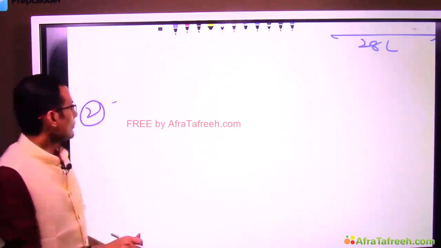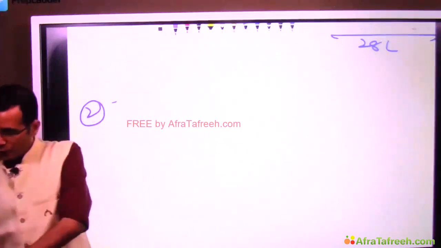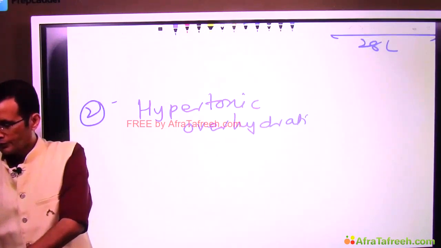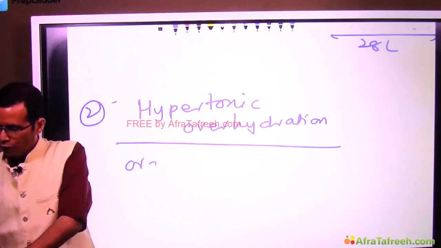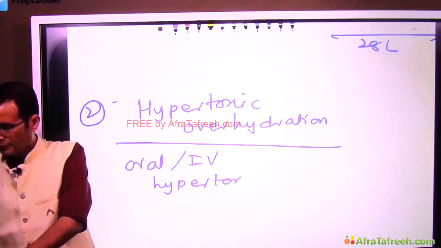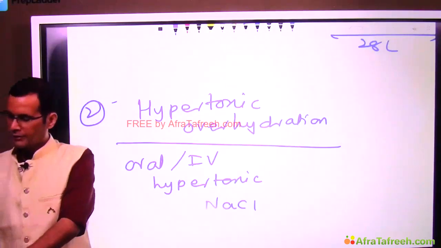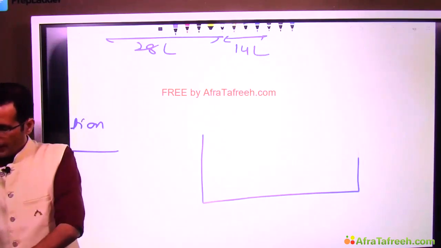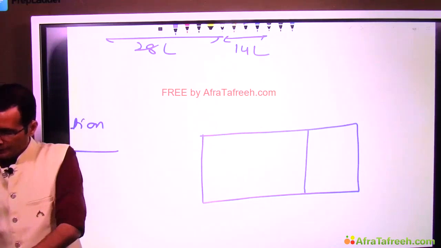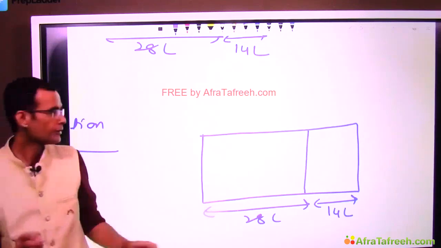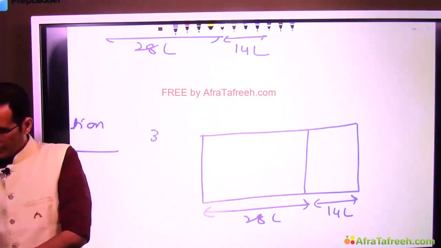Second, hypertonic overhydration. Administration of oral or IV hypertonic saline will result in hypertonic overhydration. And how will it appear in the diagram? So here is 28 liters, 14 liters, and 300.